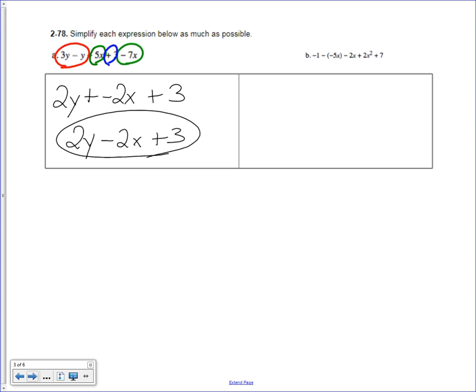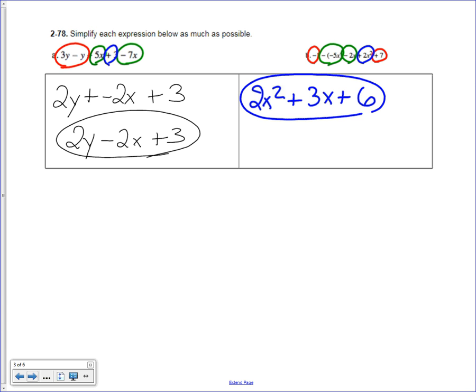Either way is fine. For B, I have a 1, a negative 1, positive 7. I have the opposite of negative 5x and a negative 2x. And then I have 2x squared. So I'm just going to write 2x squared first. Plus, well, this negative 5x becomes positive 5x. Minus 2x is 3x. And negative 1 plus 7 is 6. So my answer was 2x squared plus 3x plus 6.